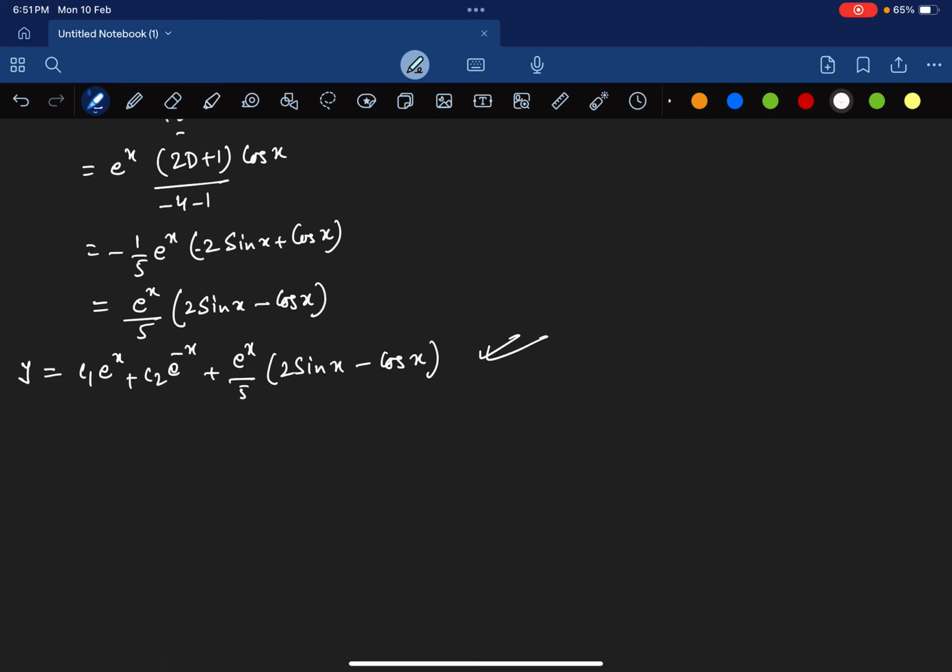So this is the method which is known as the inverse operator method, and based on that you need to practice as many questions as you can.